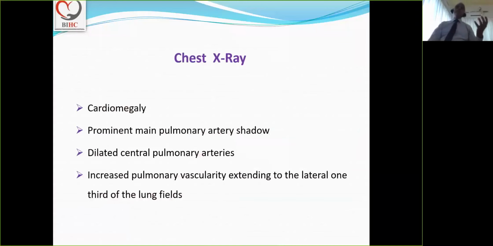The other thing that you would see is the chest X-ray. It will show an enlarged cardiac silhouette. The main pulmonary artery is prominent. The RPA and the LPA are dilated. And you find that the pulmonary vascular markings extend to the lateral one-third of the lung fields. You say then that there is increased pulmonary blood flow. So this is what you should be looking for in an X-ray.